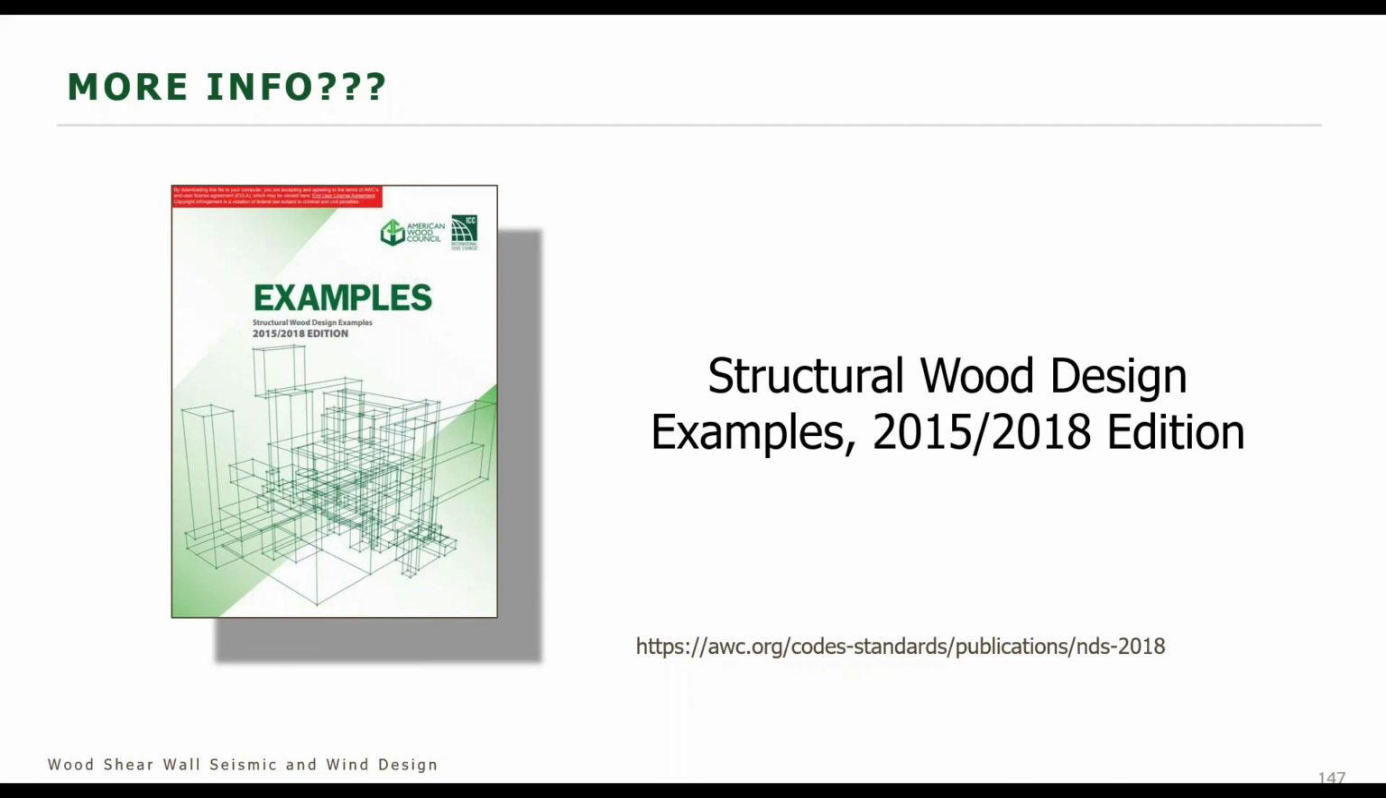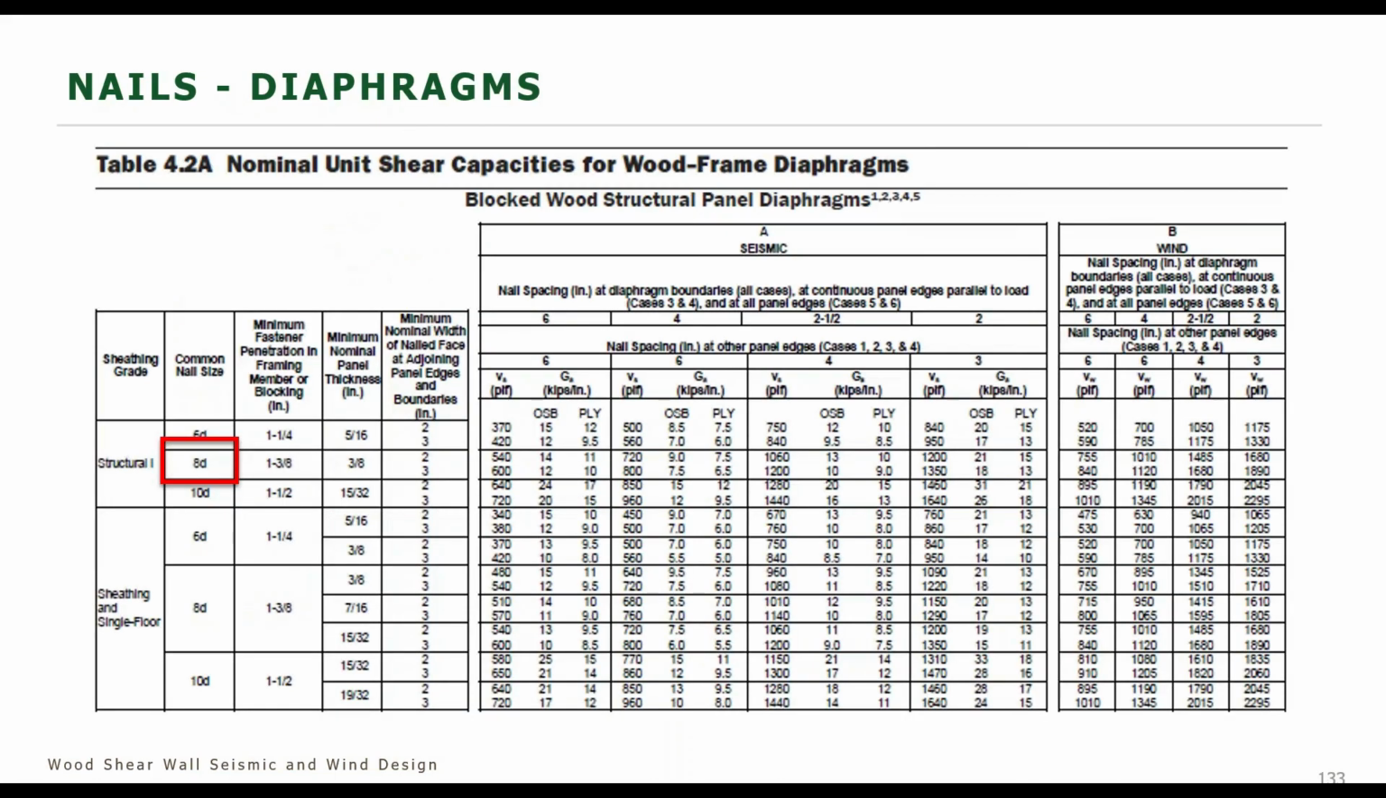Okay, good. And the other question that keeps popping up has to do with the shear tables. Here we have our nominal unit shear capacities for a wood frame diaphragm, and it states common nails. In this example shown here, highlighted is an 8-penny common nail. And also there's a minimum penetration of 1 3/8.